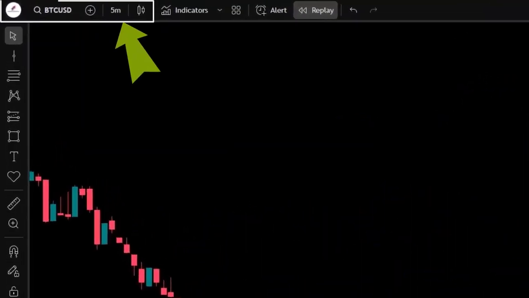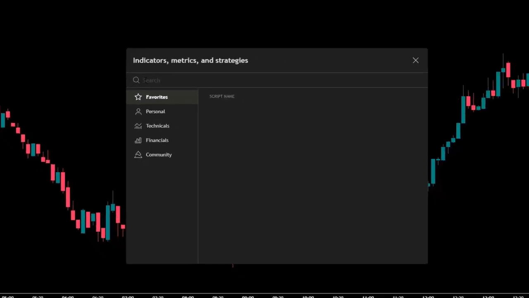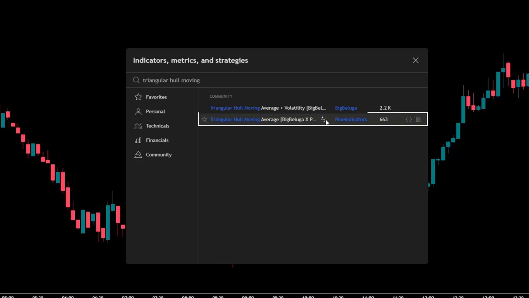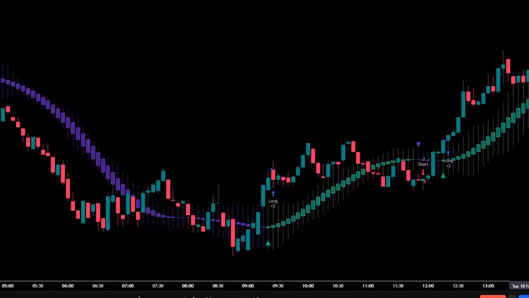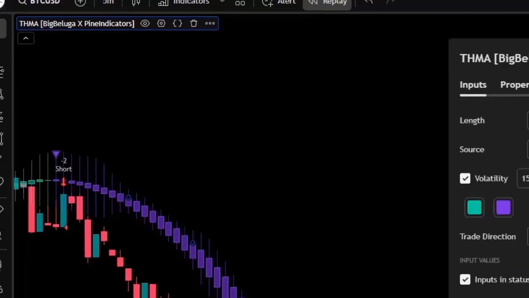We open the Bitcoin 5-minute chart. First of all, we will click on the indicator tab. Here in the search box, search for triangular hull moving average. Now add this indicator to the chart. Click on the settings icon of the triangular hull moving average indicator.